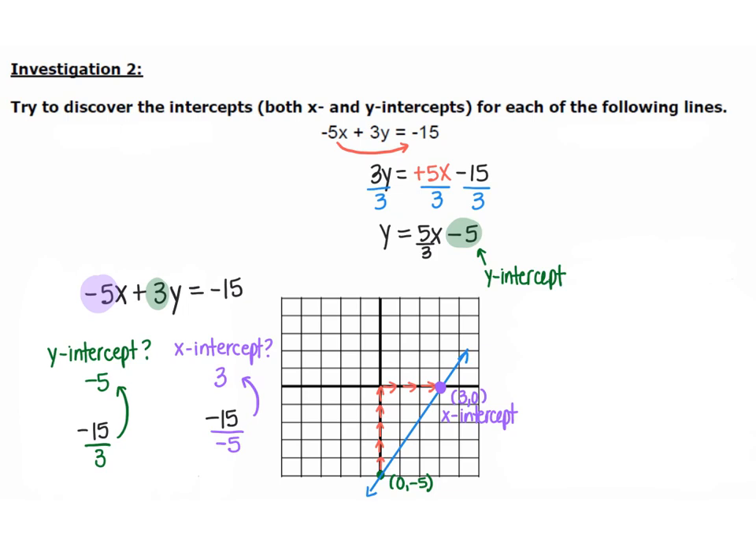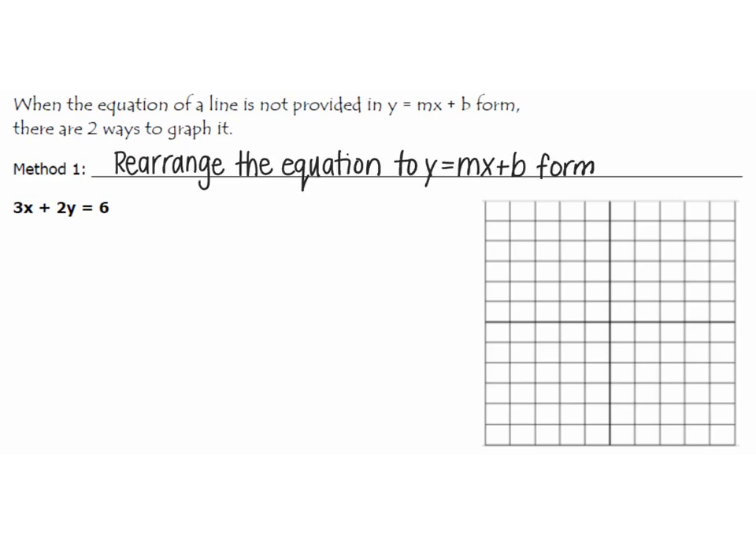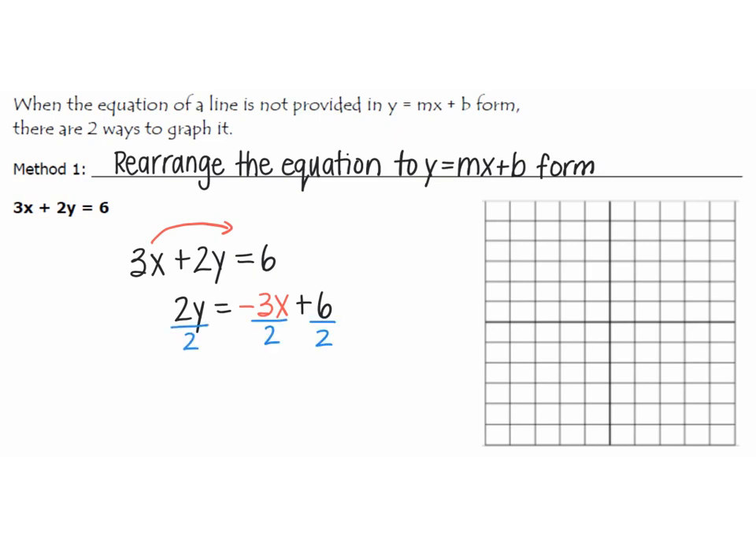equation even without graphing. So there are 2 things that you can do when an equation is provided to you and it is not in the form y equals mx plus b. The first way is to rearrange the formula so that y is isolated. We've seen this done a few times so far. So we would get the y by itself by moving terms that have the x's or constants to the other side of the equal sign, and then we would divide by the coefficient of the y term.